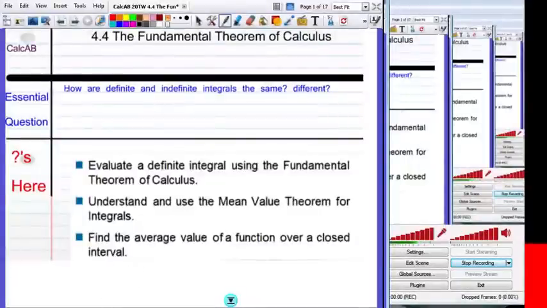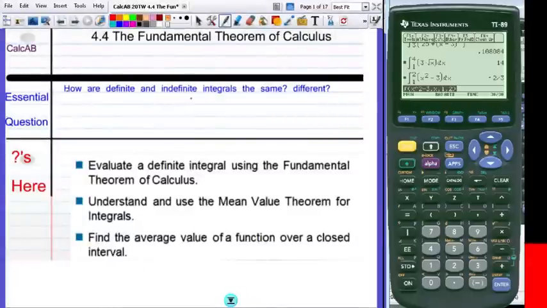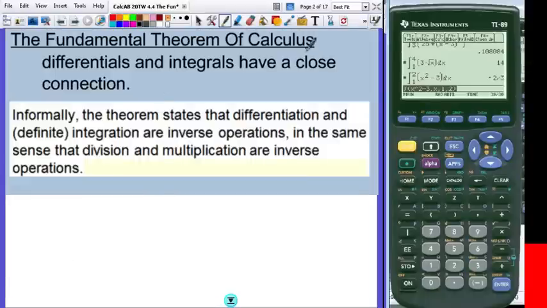Welcome, Calculus AB. This is section 4-4, the Fundamental Theorem of Calculus. The essential question is, how are definite and indefinite integrals the same and different? Let's begin. So, Fundamental Theorem of Calculus.